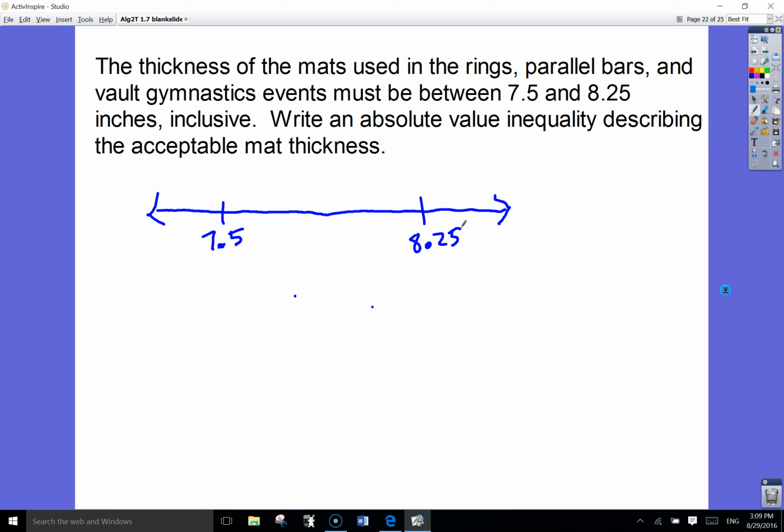Okay, if those are the ends of the interval, then what do we need to be able to write this as an absolute value? We need the middle of the interval, right? How do you find the middle of that interval? Well, you add them up and divide by 2, right? What is 15.75 divided by 2? That'll give us 7.8, 0.75. So the middle is 7.875.